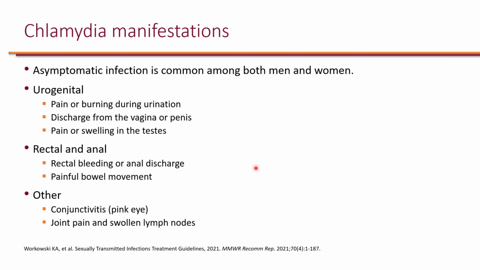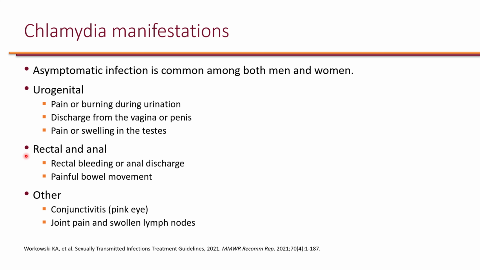Now, chlamydia and gonorrhea manifestations are pretty similar. So for chlamydia, it could be an asymptomatic infection among both men and women. And in general, you can think of urogenital as the site of infection. So this will be pain or burning during urination, discharge from the vagina or penis, and pain or swelling in the testes.